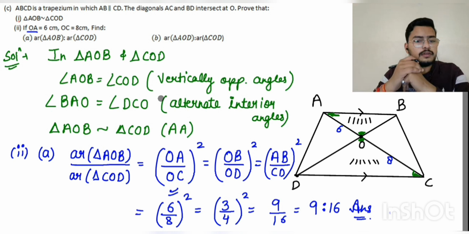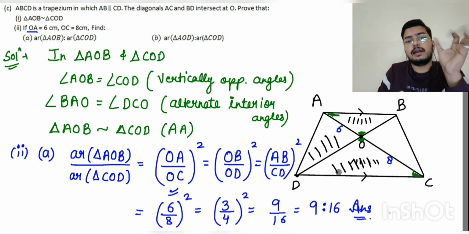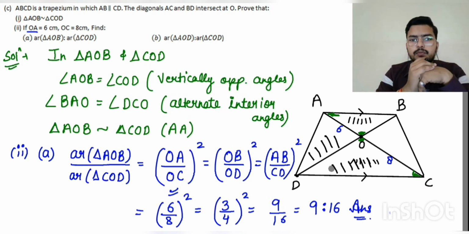Now the next one says that we have to find the ratio of the areas of triangles AOD and COD. You can clearly see that AOD is this triangle and COD is this triangle. So these two triangles are adjacent to each other. These two triangles are not similar. So how can we find the ratio of their areas?